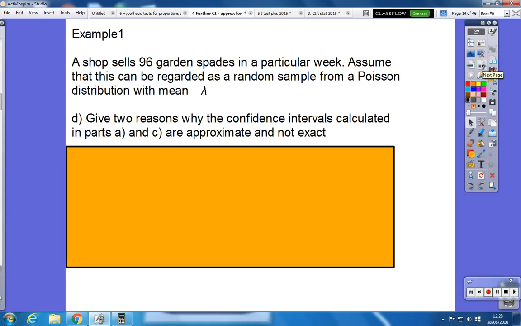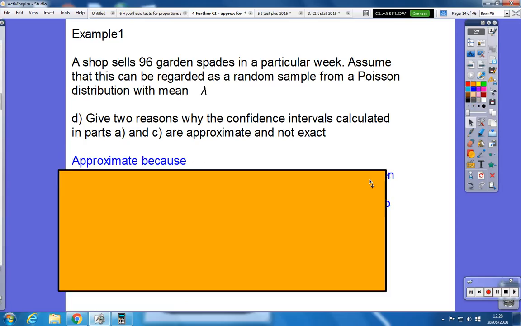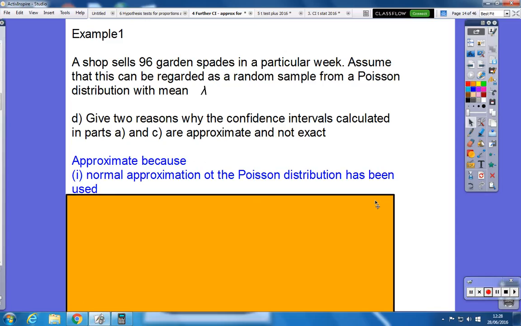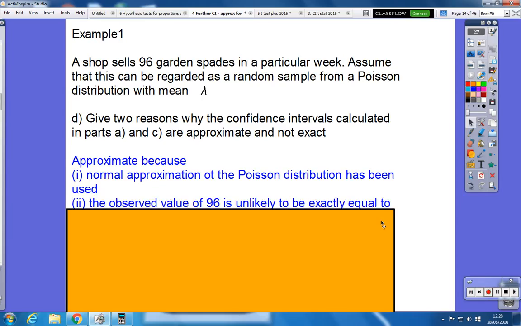Give 2 reasons why the confidence interval may not be reliable. Now, this is another question they like to ask on AQA. Always 2 answers, okay? You've used an approximation, a normal approximation to the Poisson distribution has been used, because you're doing a confidence interval, it is assumed that that's what you're doing.